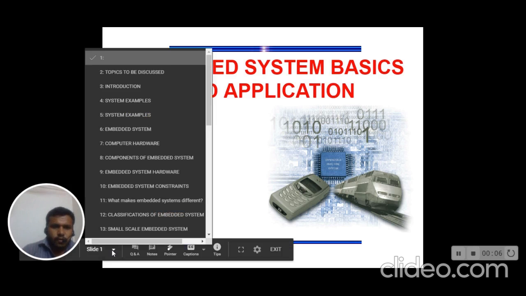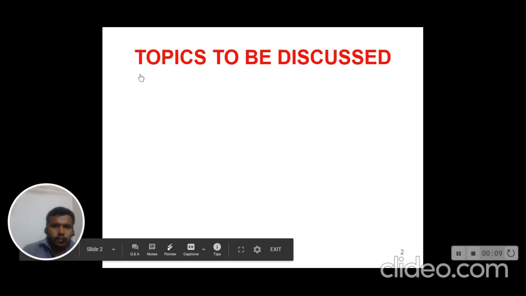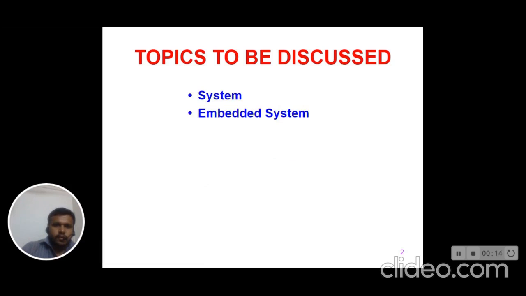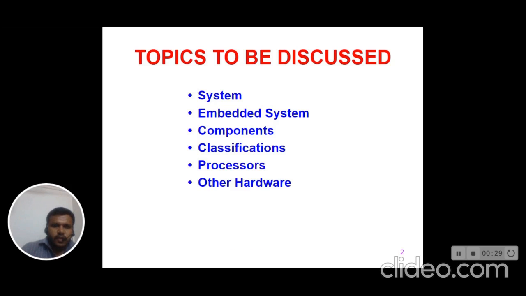In this chapter, we are going to see what is meant by the system, what is the embedded system, what are all the components of embedded system, and what are all the classifications of embedded system, and what are all the processes can be used in embedded system. Then what are the other hardwares we are using in the embedded system, and the softwares we are using for the embedded system, and what are the main real-time applications of the embedded system.